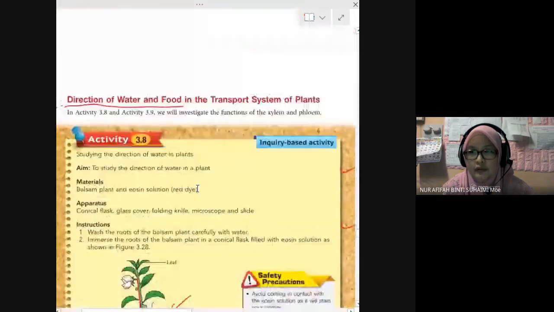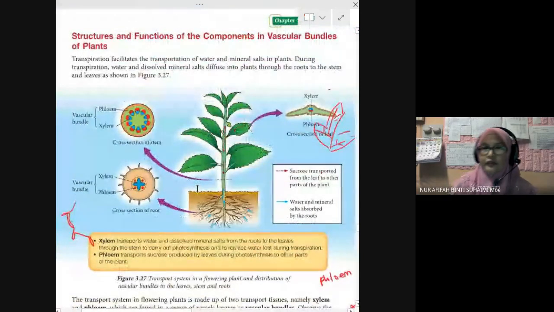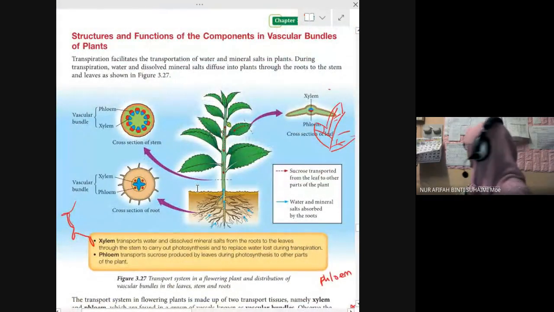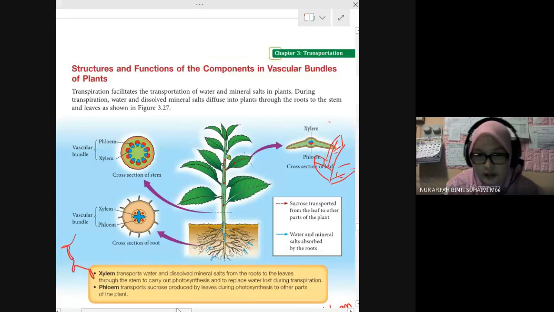Okay, this one we have the function of xylem and phloem. What time do you finish? 11.50. Okay, we continue a bit. Let's finish this one.